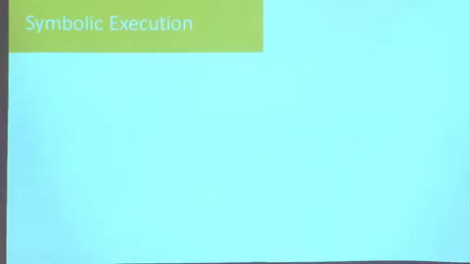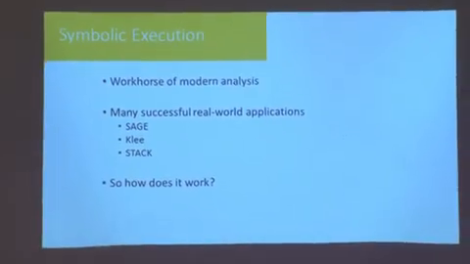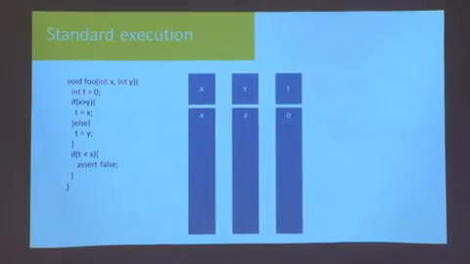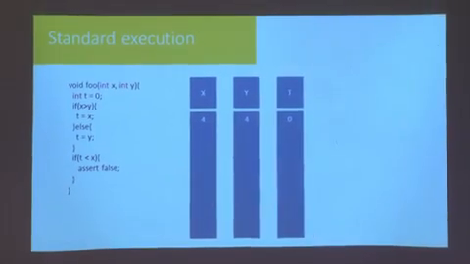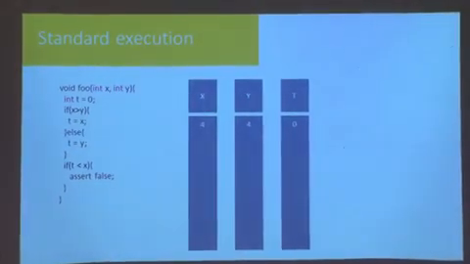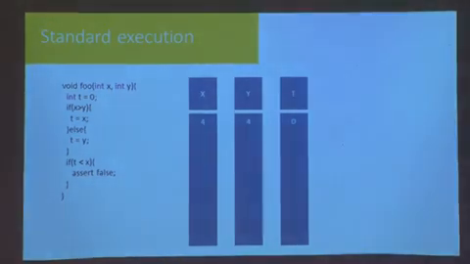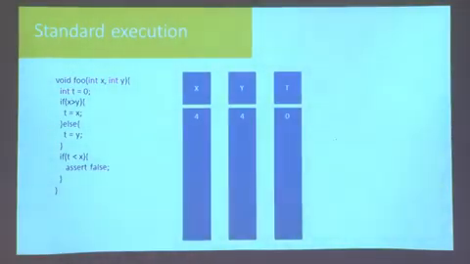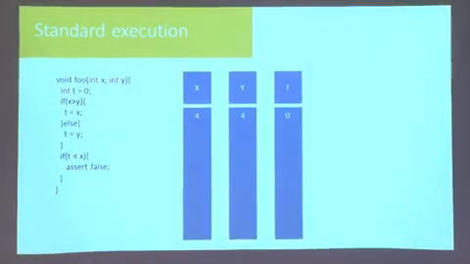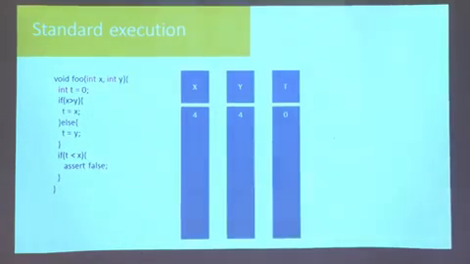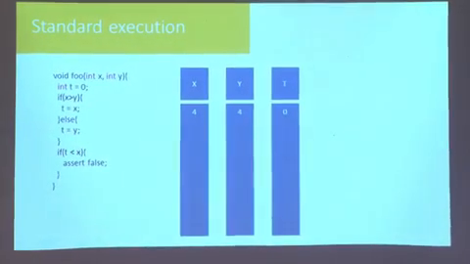So how does it work? In order to really understand how it works, it's useful to start by looking at just normal execution, right? If we think of symbolic execution as a generalization of traditional plain vanilla execution, it makes sense to know what this looks like. So I'm going to be using this very, very simple program as an illustration for a lot of what I'm going to be talking about today.